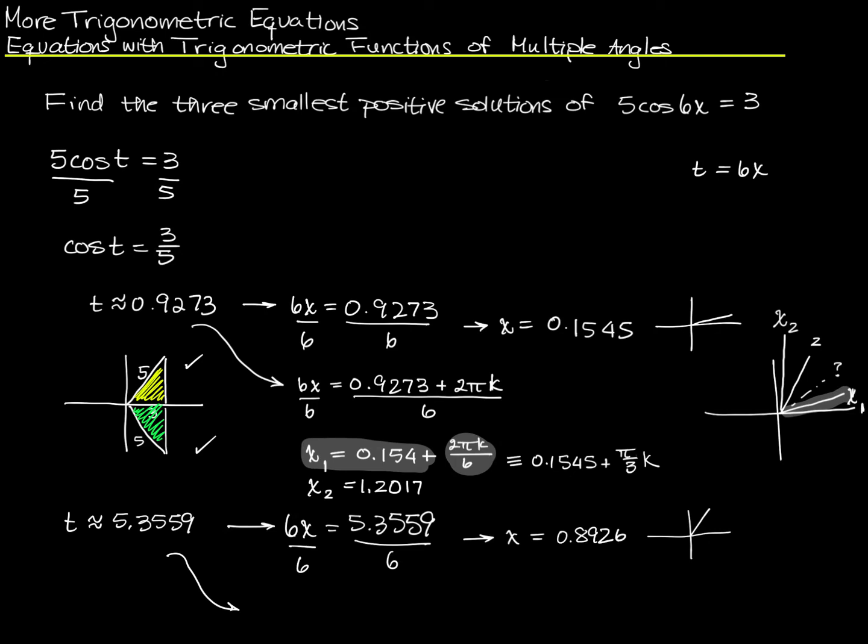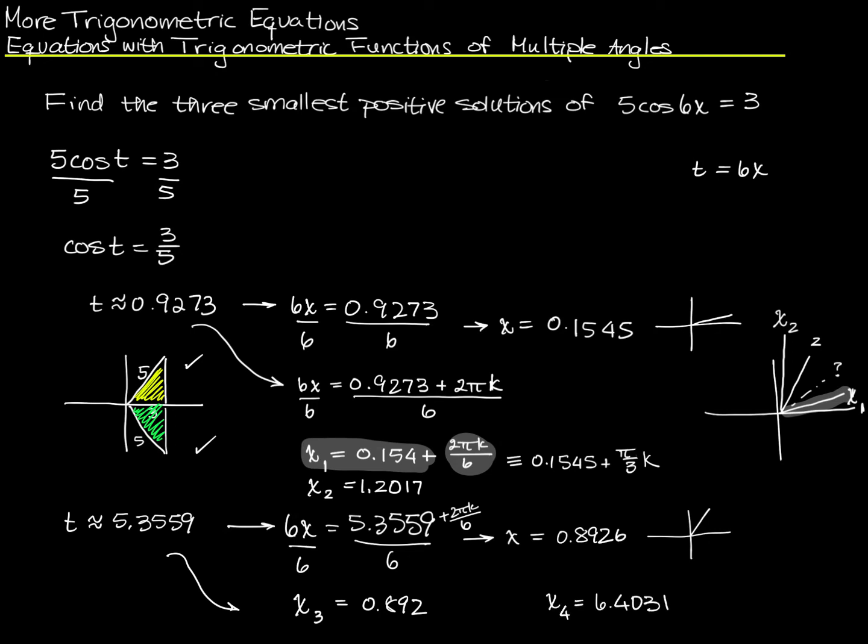And originally my second solution was this one here, but now I'm going to call it x sub 3. And that is 0.8926. If I had added in here plus 2 pi k, then I would have had to divide that by 6 as well. And that would have given me a fourth solution. But how big is that? Let's see. X sub 4, my fourth angle, would be 6.4031.